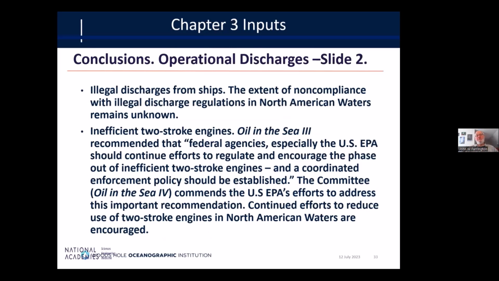Going to illegal discharges from ships, we don't know the extent of non-compliance. Inefficient 2-stroke engines. Federal agencies were asked, from the Oil in the Sea 3 report, a recommendation, especially US EPA, should continue efforts to regulate and encourage the phase out of the inefficient two-stroke engines, outboard motorboat engines, and a coordinated enforcement policy should be established. Our committee, Oil in the Sea 4, commends the US EPA's efforts to address this important recommendation, and we encourage continued efforts to reduce the use of two-stroke engines in North American waters.